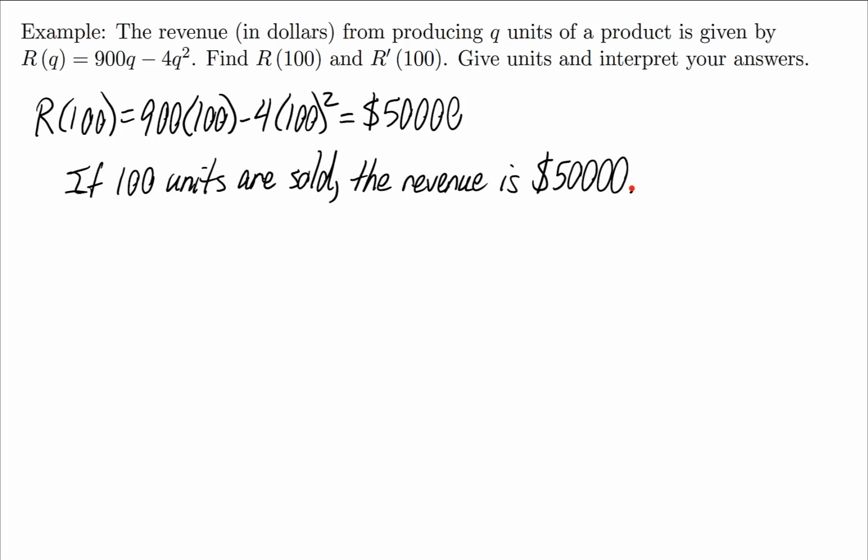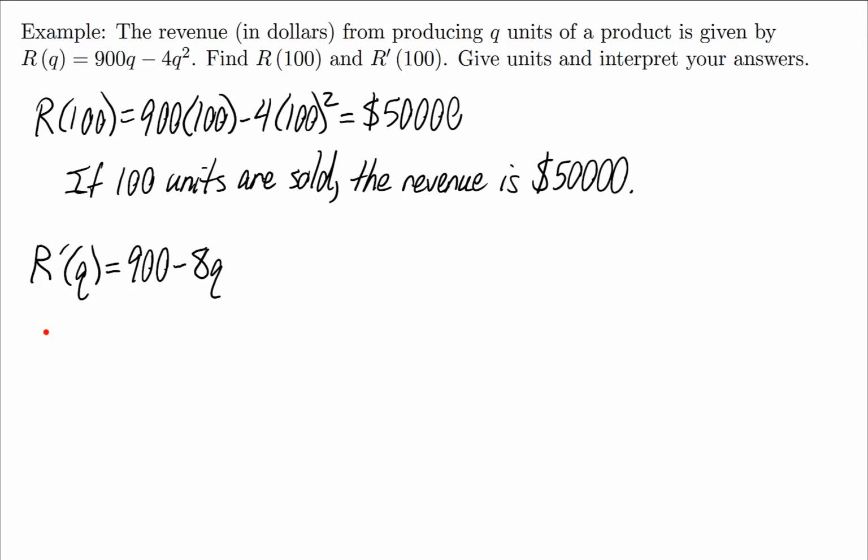That's pretty standard from what we've run across. Now for R prime, you might recall that the derivative of the revenue is the marginal revenue. So let's calculate this derivative. Now we're taking the derivative with respect to q, but it works the same way. 900 times the variable is just going to leave you with 900. And then the 2 needs to come to the front. Again, you'll multiply it by the 4 and you'll get 8q.